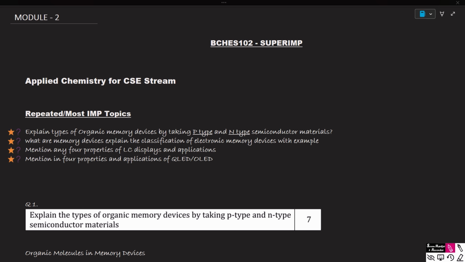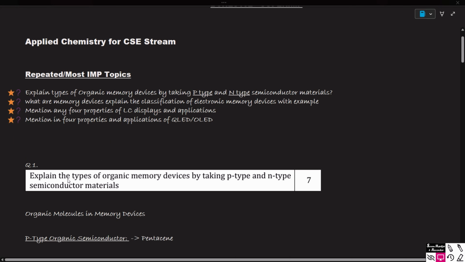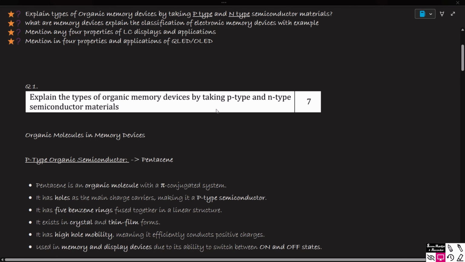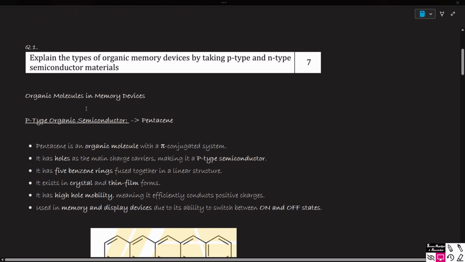Coming to the first question, we have to explain the types of organic memory devices by taking p-type and n-type semiconductor materials. P-type means remember holes, and n-type means remember electrons. For p-type organic semiconductors, we are using pentacene. Pentacene is an organic molecule with a pi conjugated system. It has holes as the main charge carriers. I told you, if it is written p-type, remember holes.